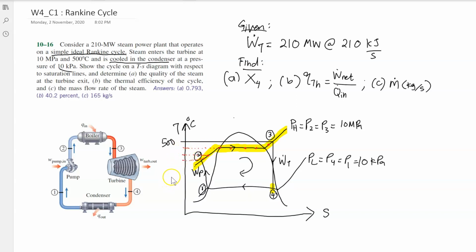Okay, and it goes the same with the S value. So at this point, you are going to have Sg, saturated gas. At this point, you are going to have saturated liquid, and along this line is going to be a mixture region, Sfg, and the value is from 0 up to 1.